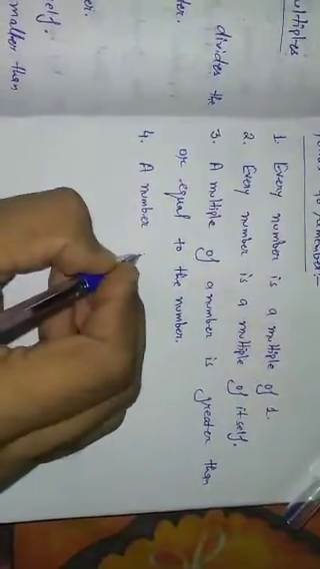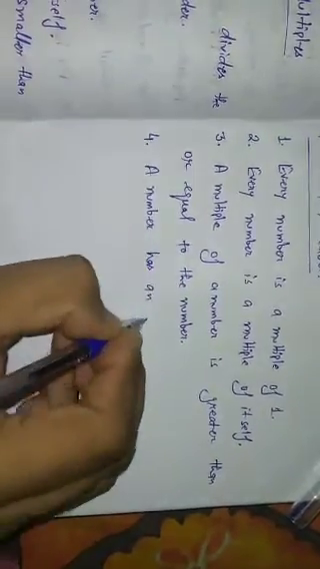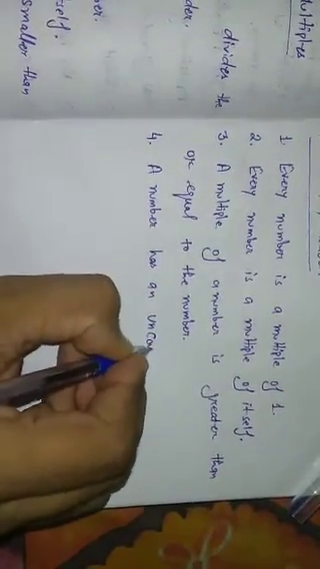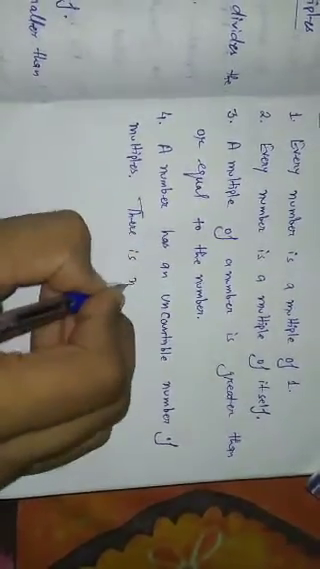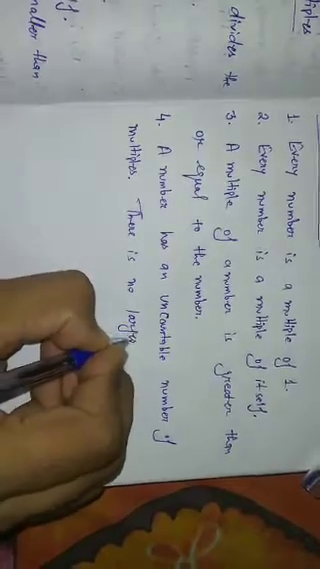Point number 4, a number has an uncountable number of multiples. There is no largest multiple of a number.